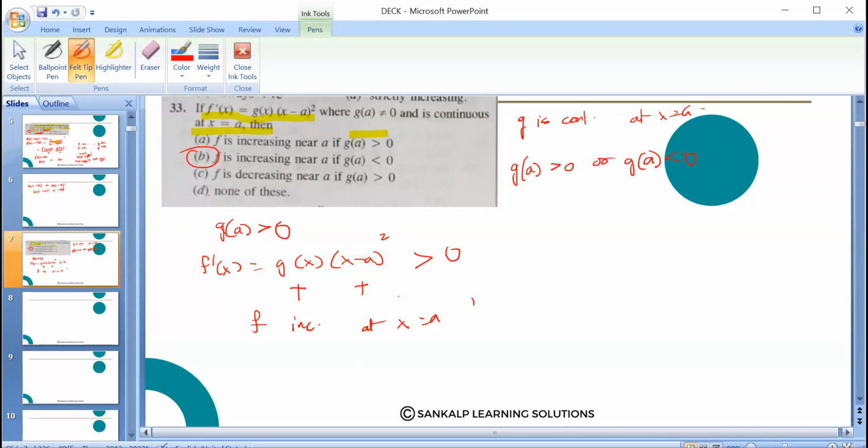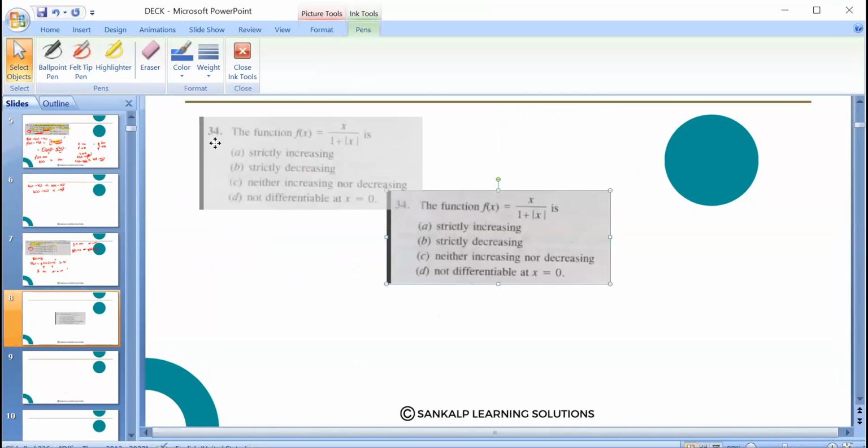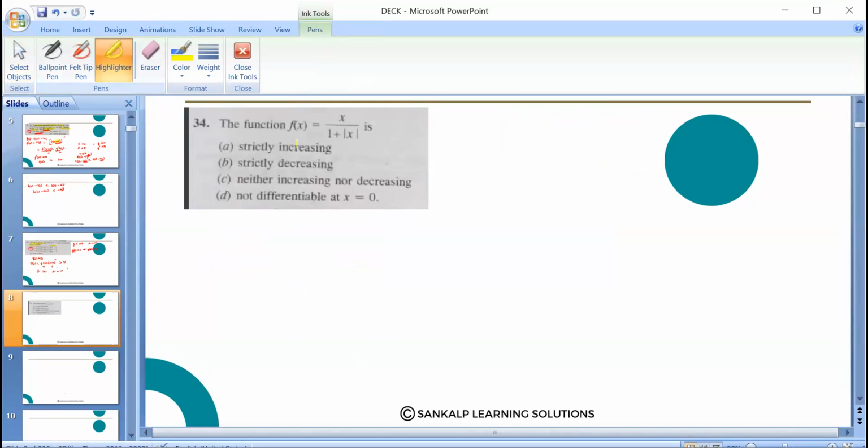I'll put question number 30. What about f of x, that is x by 1 plus mod of x? Is it increasing or decreasing? So first we will take f of x as x by 1 plus mod of x, and we will find the derivative using quotient rule.